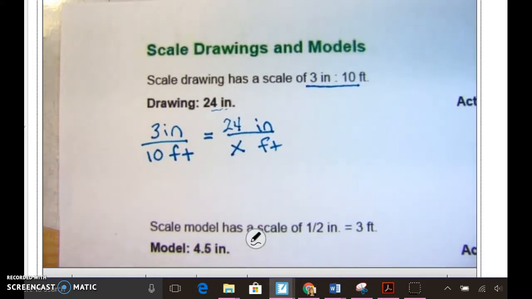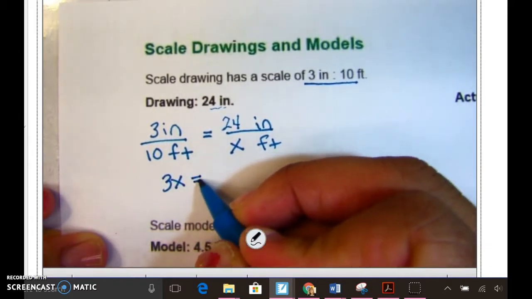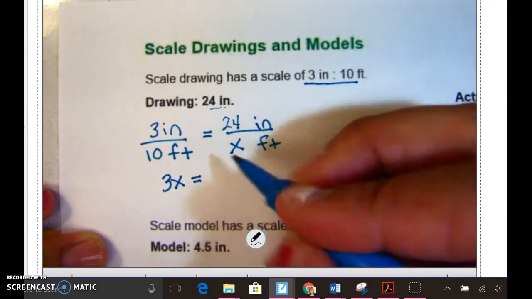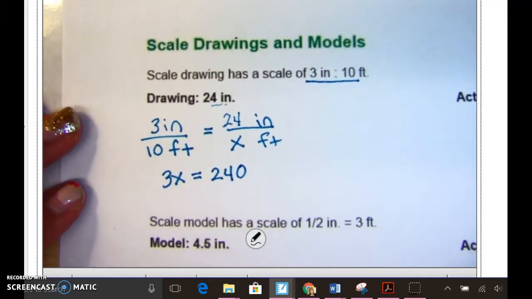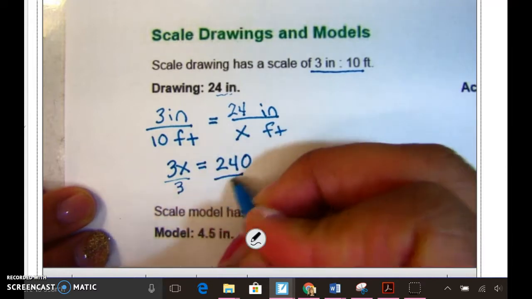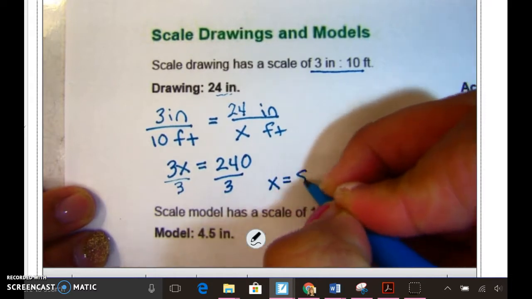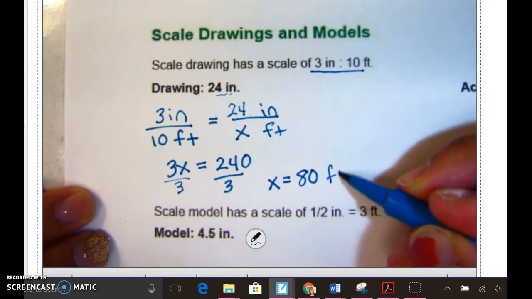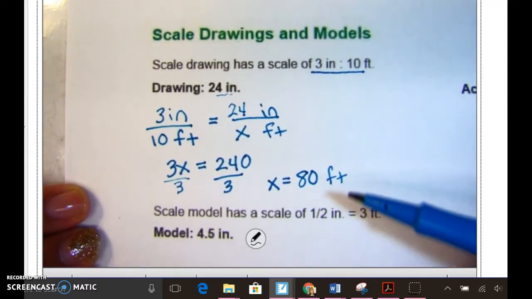We can solve this by solving the proportion. So we multiply and use our cross products. 3 times x is 3x. And 10 times 24 is 240. Now we have a one-step equation that we can solve by dividing both sides by 3. And when I divide, x will equal 80. 80 feet, because I was looking for the feet. So in real life, if it's 24 inches in the drawing, it's 80 feet in real life.